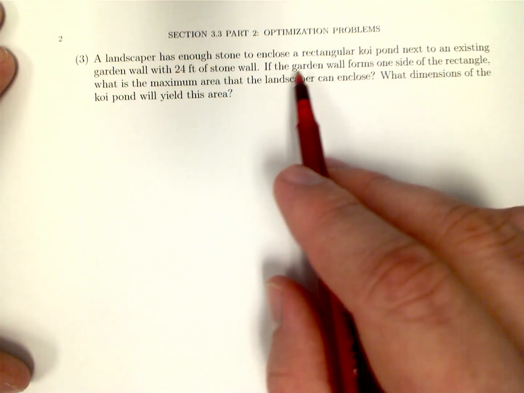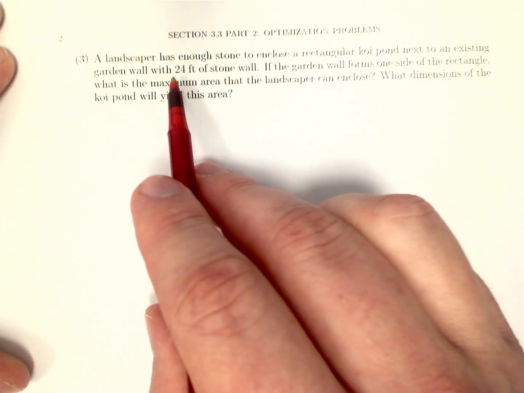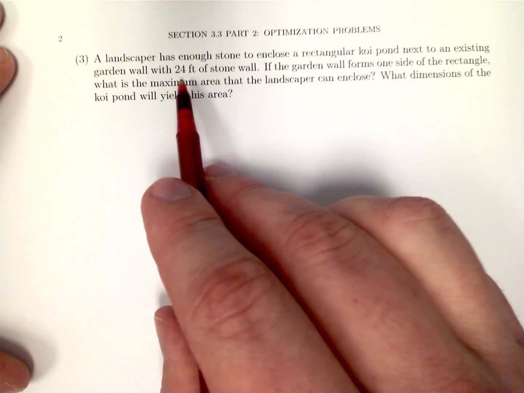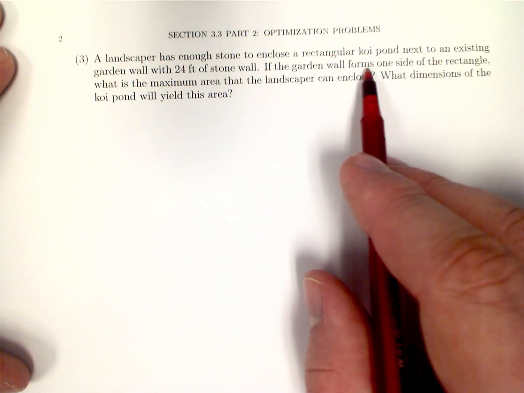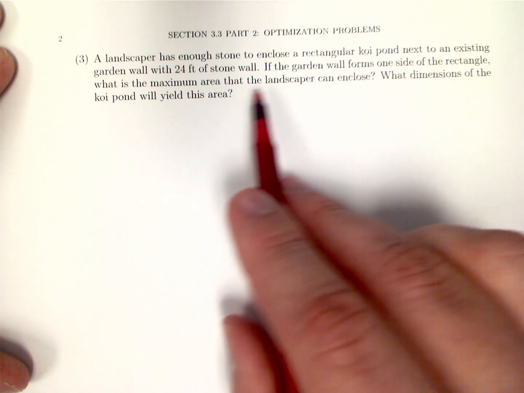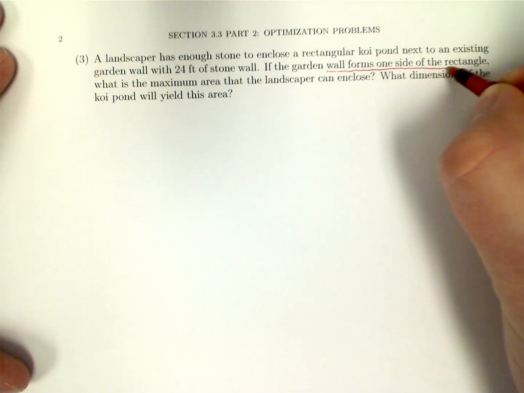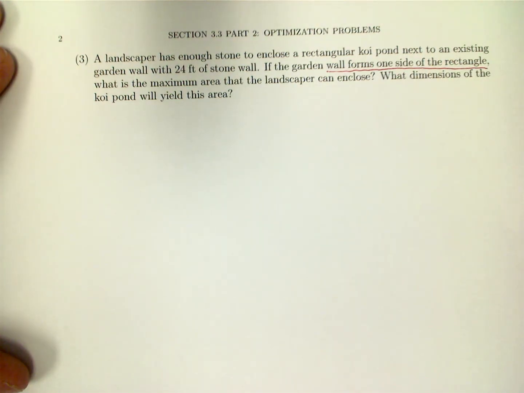So it says a rectangular koi pond next to an existing wall with 24 feet of stone wall. If the garden wall forms one side of a rectangle, what is the maximum area of the landscape? So this is kind of a crucial thing here. The garden wall forms one side of the rectangle.